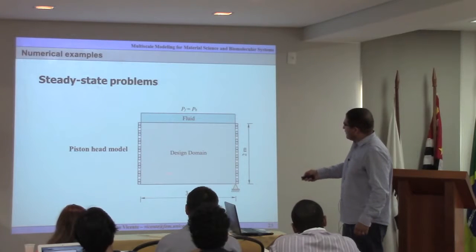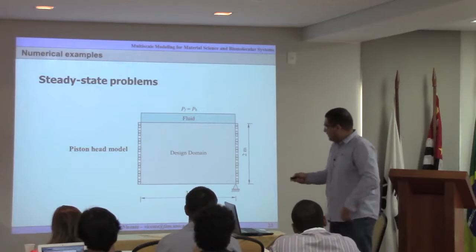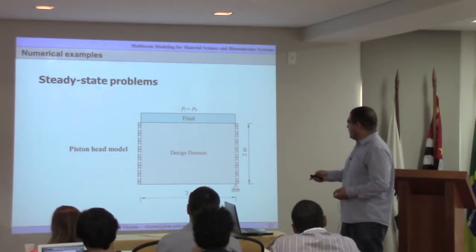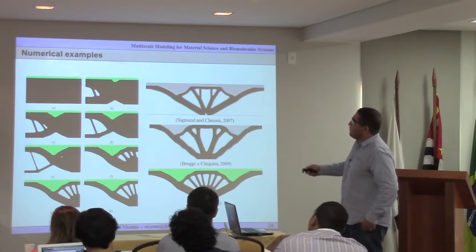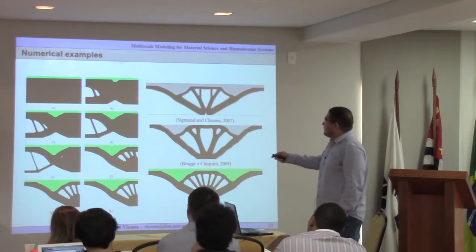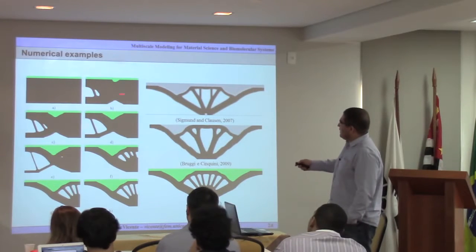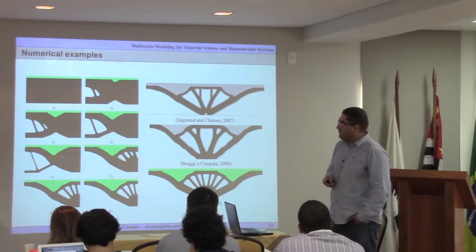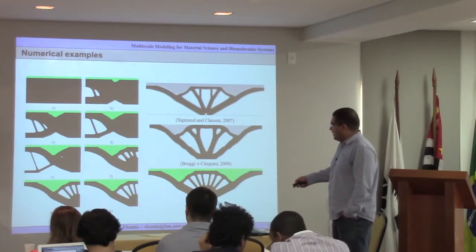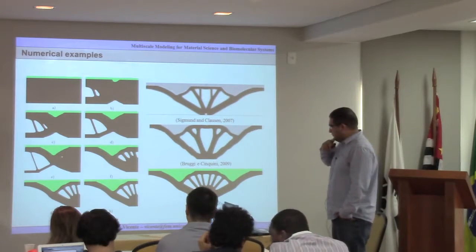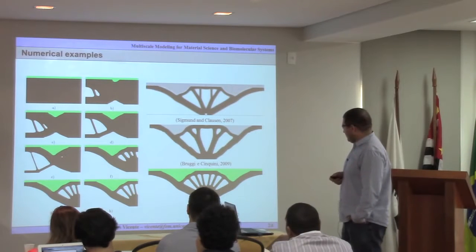And we want to optimize this design domain in order to get a stiff structure, considering a final volume of 30%. So this is the beginning with the full design domain, then we start removing material from our design domain. As you can see, the interface between the domains is changing. And for the final design, we can see that the interface is very different, and that is how our piston head looks.